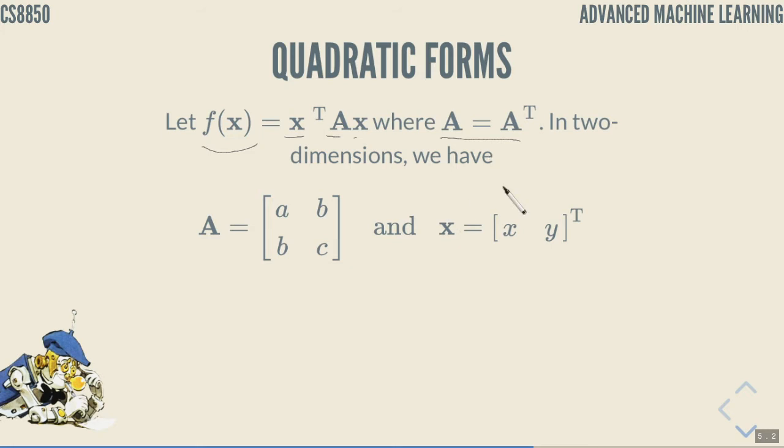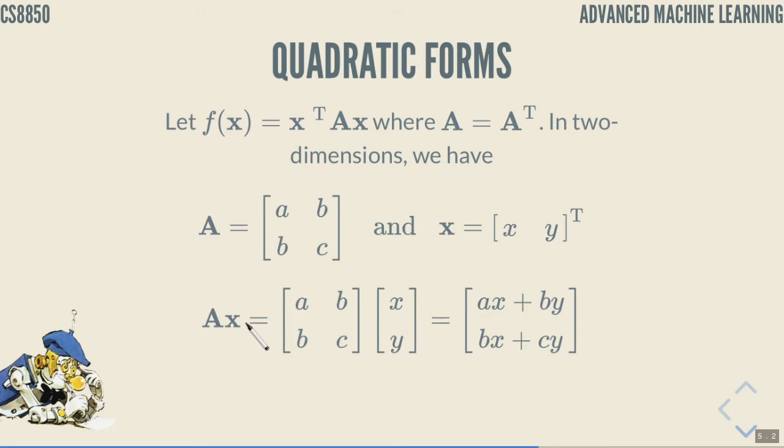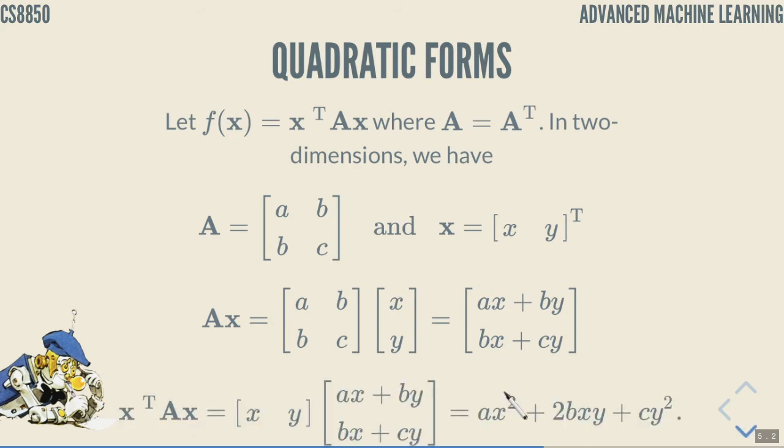In 2 dimensions, just to go slowly so you understand what's going on, we have A defined with just 4 values because it's symmetric. B and B are the same, A and C don't have to be the same, and we have some vector x and y. Let's multiply this through. First, let's compute A times x, which is ax plus by, bx plus cy, a vector. That's fine, but now let's multiply by x transpose, and we're getting a polynomial in x and a polynomial in y, quadratic.